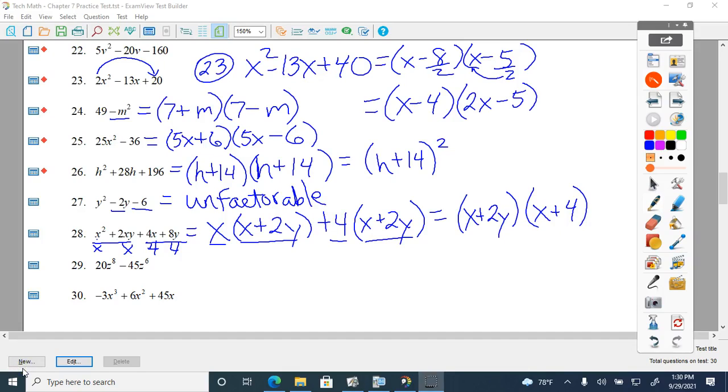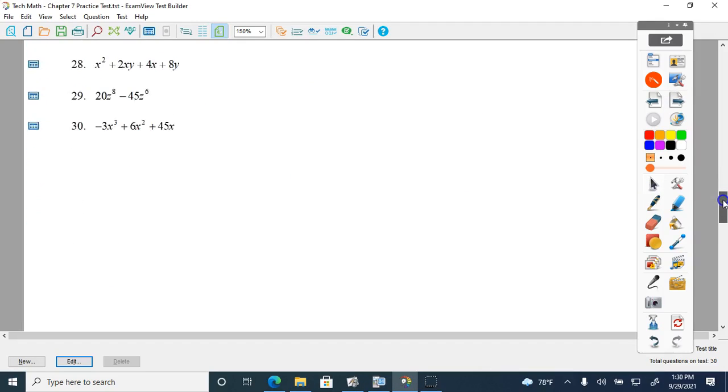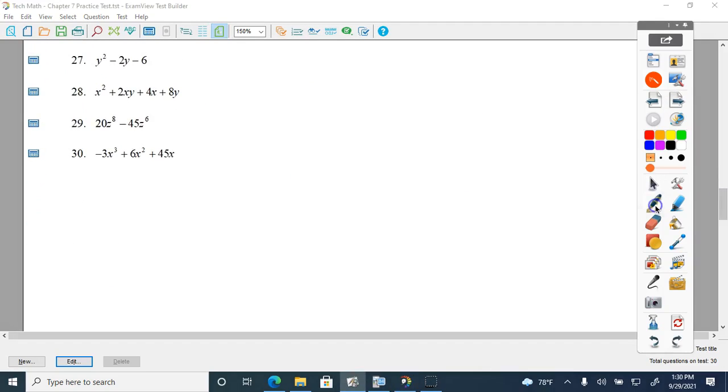All right. So our last two. Let me scoot this up. Same process. Ask yourself, does it have a greatest common factor? This one does. The greatest common factor would be 5z to the 6th. So if you bring out 5z to the 6th, you divide those by 5z to the 6th, you'll get 4z squared minus 9.